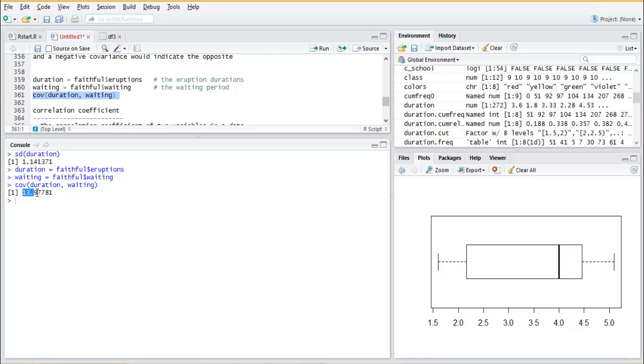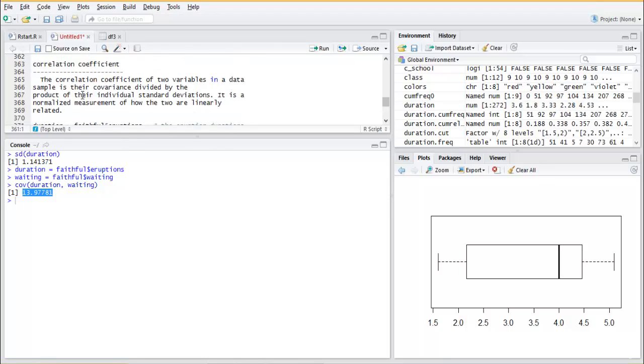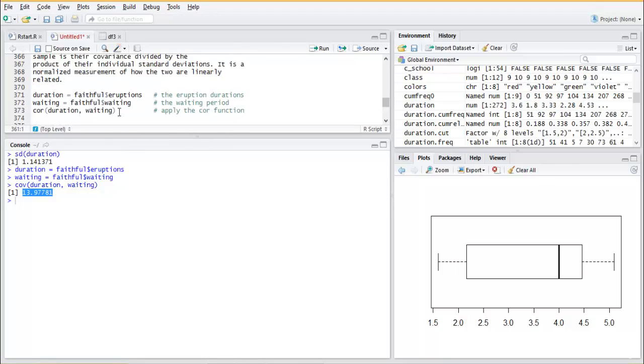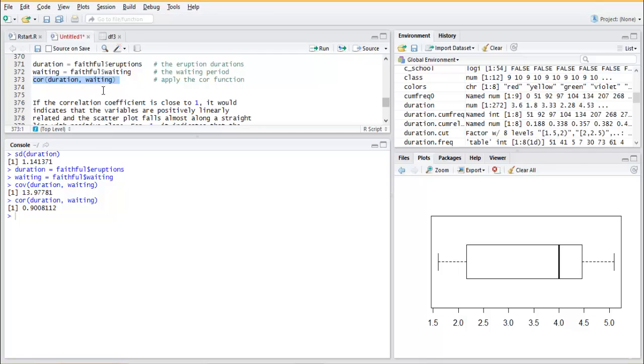But this value doesn't tell us how strong it is. We really don't know whether it's close to 1 or very strong or averagely strong. That we come to know when we calculate the correlation coefficient, which always has to be between -1 and 1. So cor is the function for correlation and cov is the function for covariance. Let's run the correlation, and it's 0.90. So it directly tells us the intensity: there is a very high correlation between the duration and waiting variables.